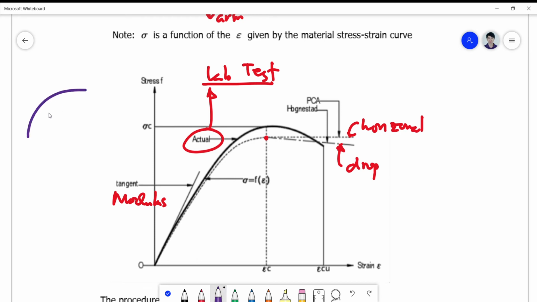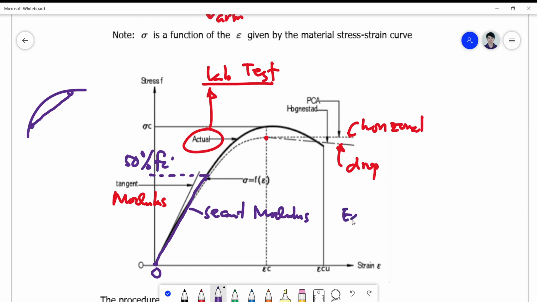If you have a curve, the secant line is simply the line that is shortest, no? The shortest line or distance from one point to the other. So the secant line from here, maybe up to here, is the shortest distance, straight line there. Okay, so this is the secant modulus, which is fairly computed from 0 to, I think this is about 50% of your cylinder strength. Okay, so that's your secant modulus, in which the equation is given by the famous 4700 square root of fc prime.